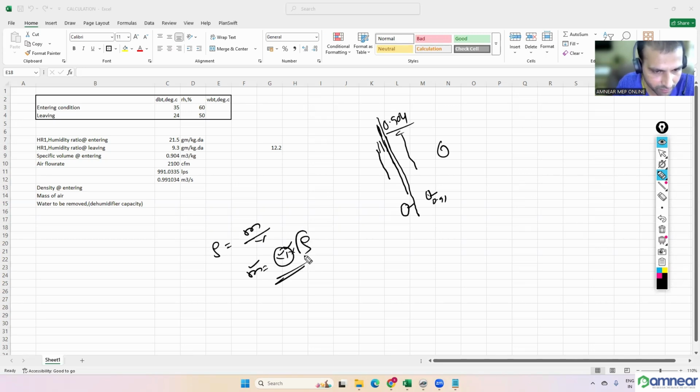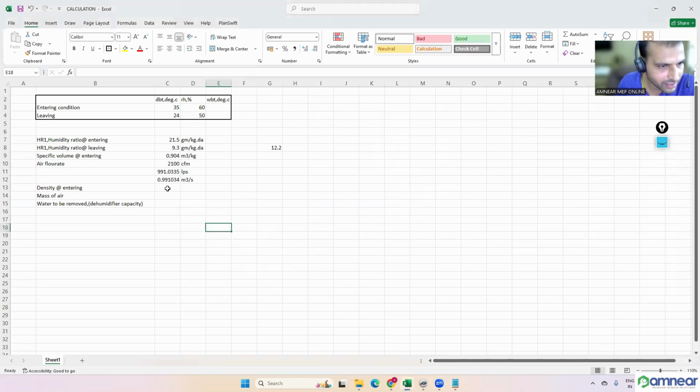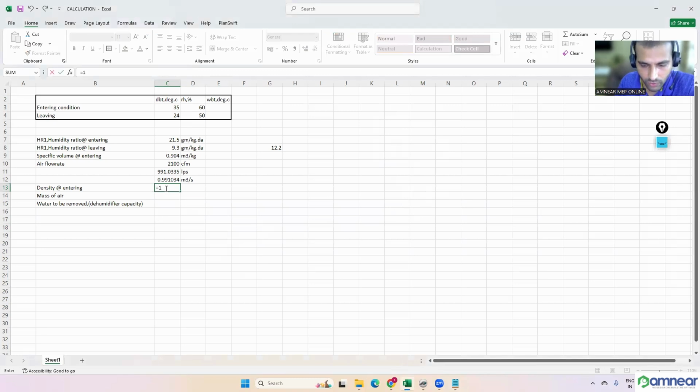We already have the volume. Now we need the density. Density is the reciprocal of specific volume only. So the density at the entering condition is 1 divided by specific volume, which is 1.106 kilogram per meter cube.